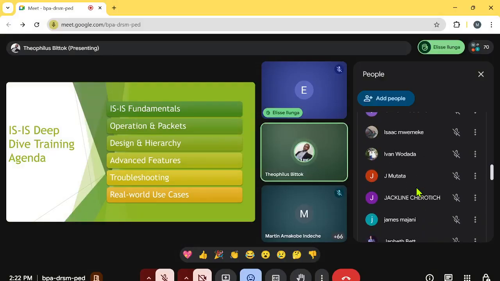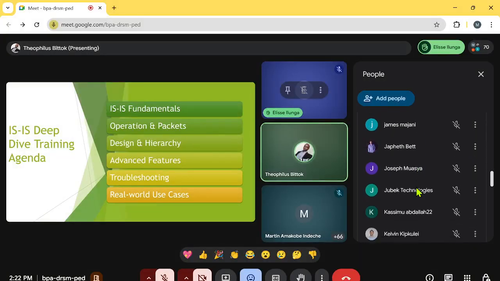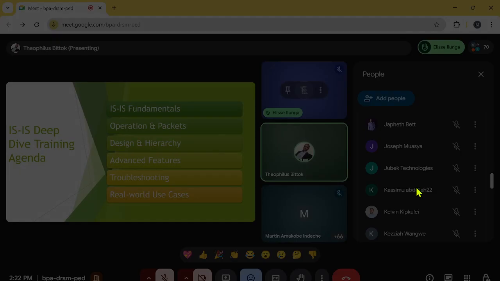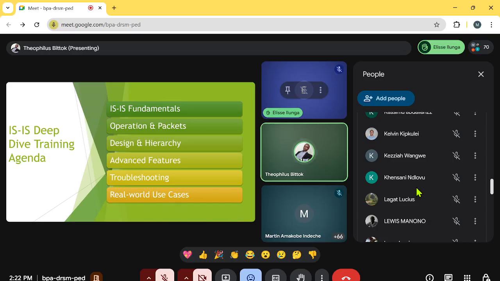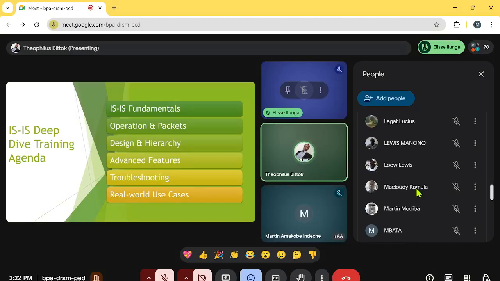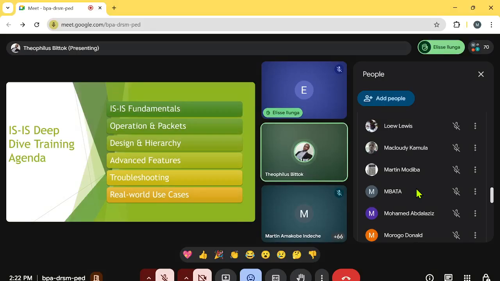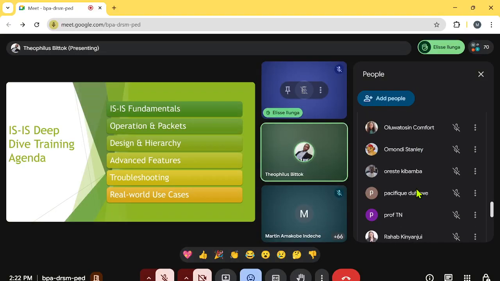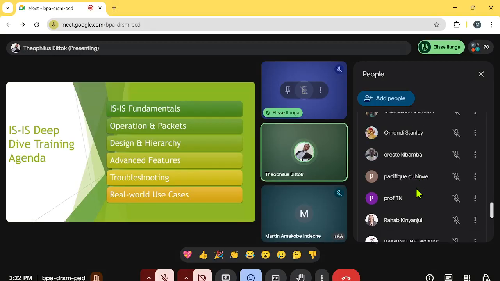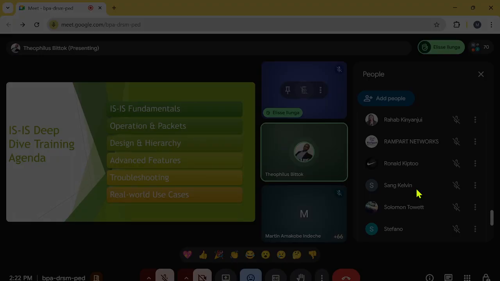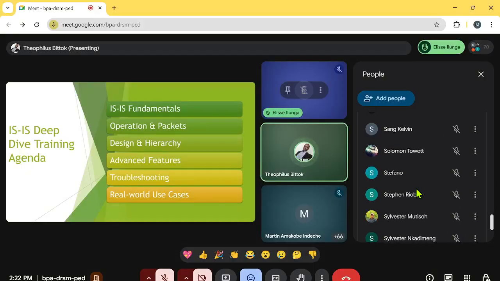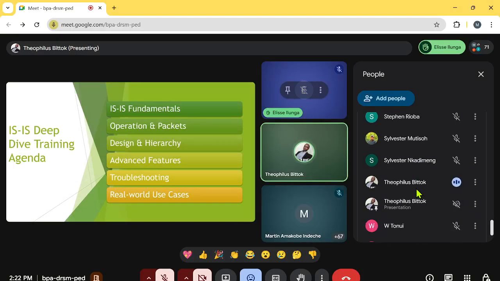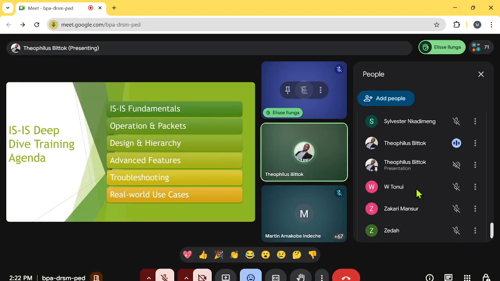Then we will proceed to operation. We'll look at how ISIS works, the different packet types for ISIS, and how ISIS is designed, in terms of areas and levels. We are going to look into that as well. And then on the advanced features, we are going to look at route leaking. And on troubleshooting, we'll see what could actually make your ISIS sessions not come up.